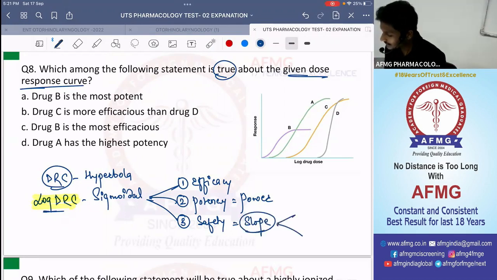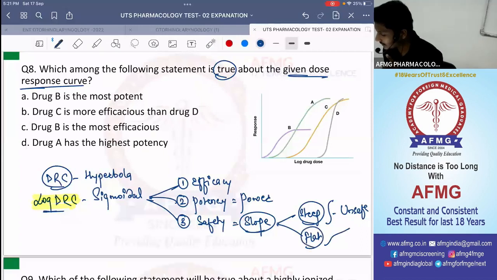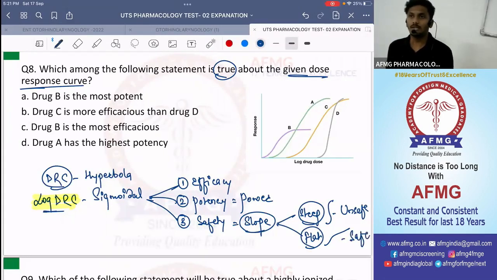So if the drug has a steeper slope, like this, then is the drug safe or unsafe? Then the drug is unsafe. Whereas if the drug has a flatter slope, something like this, then the drug is safe. No issues with this, anybody?